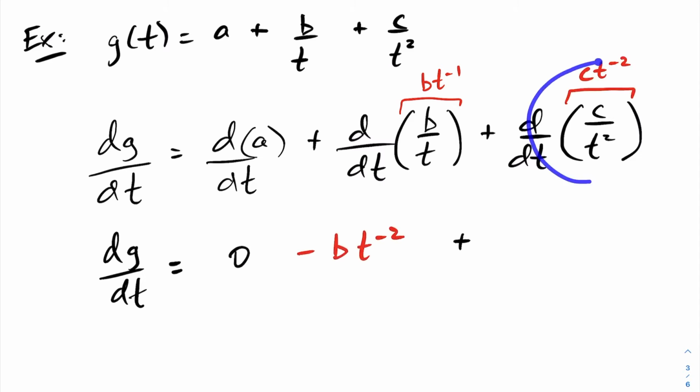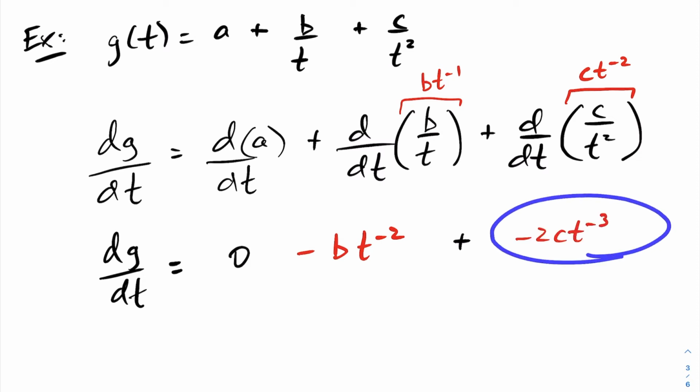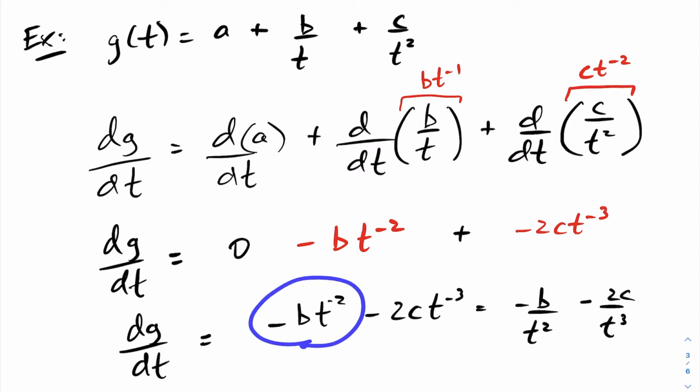And again, we're going to rewrite c over t squared as c times t to the negative 2. And now we take our derivative with respect to t, and we get negative 2ct to the negative 3 this time. Rewriting this and simplifying, we get negative bt to the negative 2 minus 2ct to the power of negative 3. And again, just rewriting it as a fraction here, we have negative b over t squared minus 2c over t cubed. And this would be the derivative of g with respect to t.